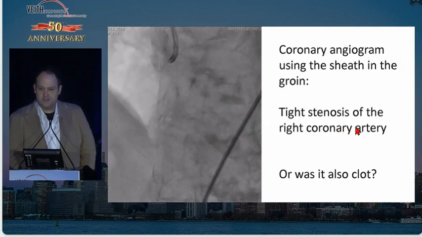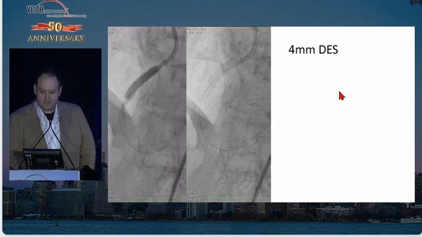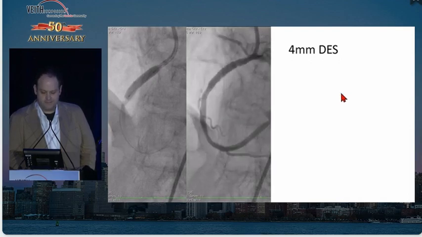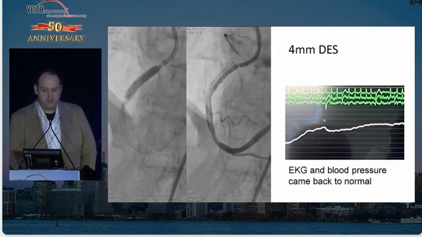Maybe it was a clot. It does not look like a typical clot. Here you can see the implantation of a 4 mm stent. The ECG at this point and the blood pressure came back to normal.